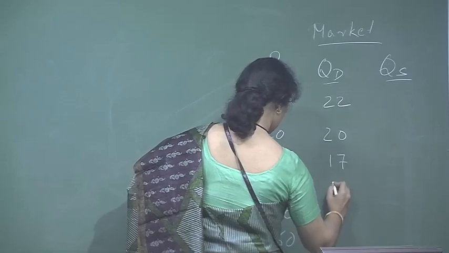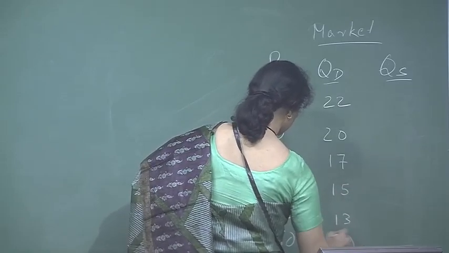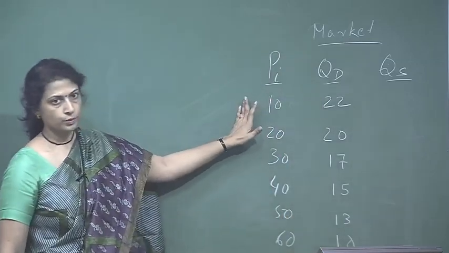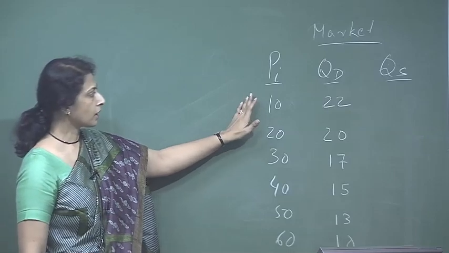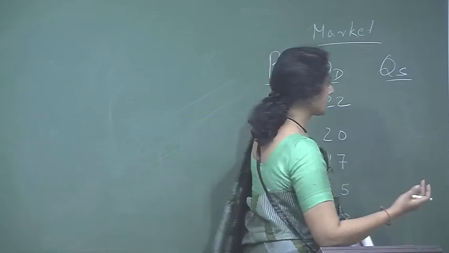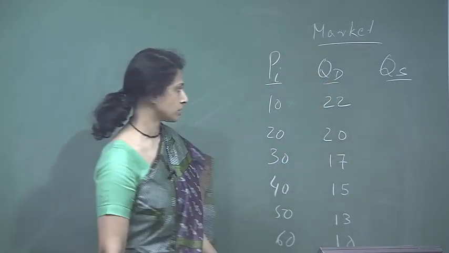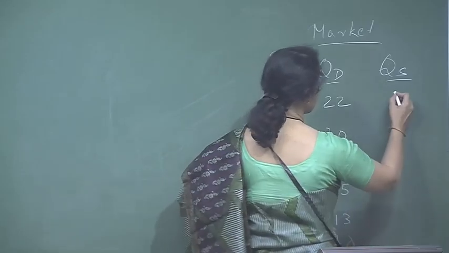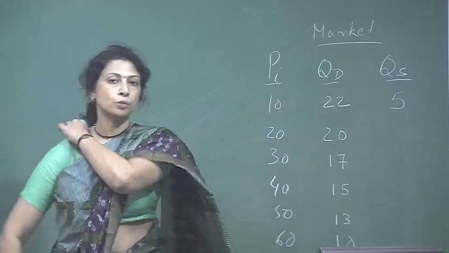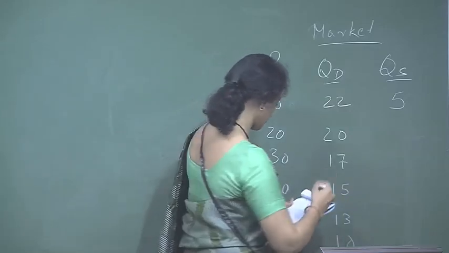So on the demand curve, if the price is 10, then quantity demanded is say 22, then 20, 17, 15, 13 and 10. So if the price is very low, around rupees 10 per cone of ice cream, then the market is going to demand say 20,000 kgs of ice cream. And how much are the whole lot of suppliers in the market willing to supply? They are willing to supply only 5,000 kgs. It doesn't make sense for them to produce more than that. So they are supplying 5,000 kgs.